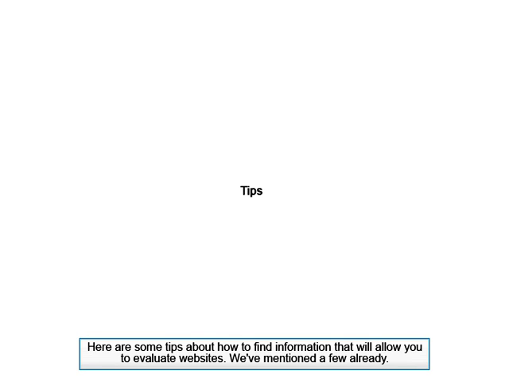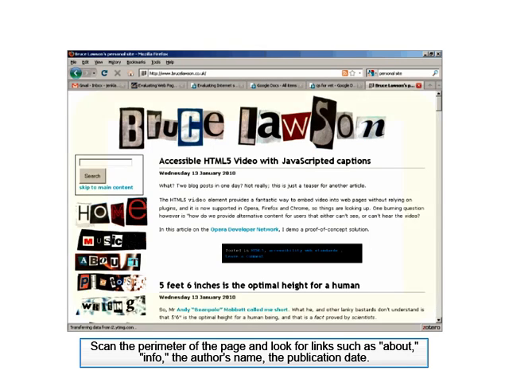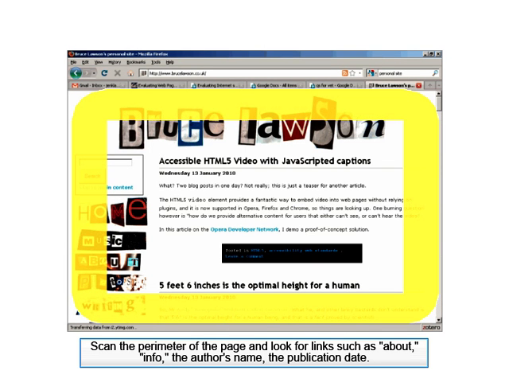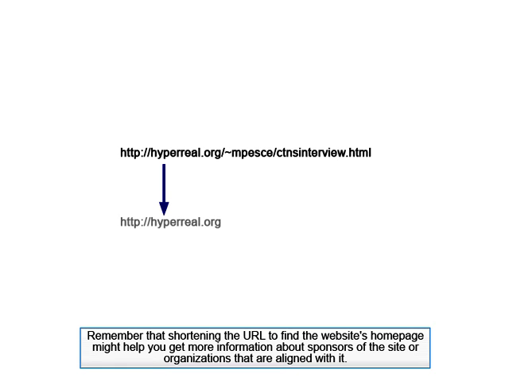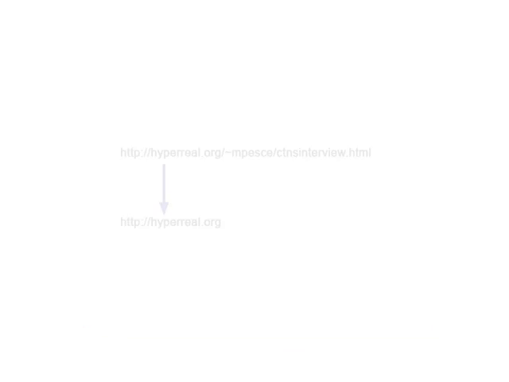Here are some tips about how to find information that will allow you to evaluate websites. We've mentioned a few already. Scan the perimeter of the page and look for links such as About, Info, the author's name, the publication date. Remember that shortening the URL to find the website's homepage might help you get more information about sponsors of the site or organizations that are aligned with it.